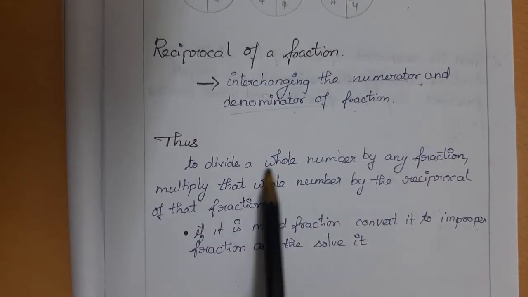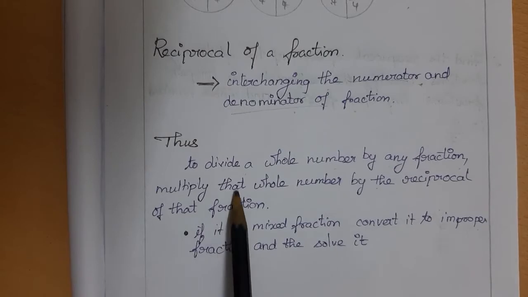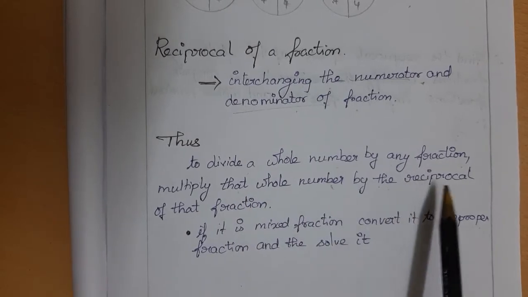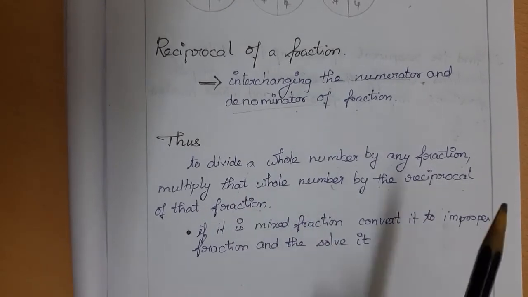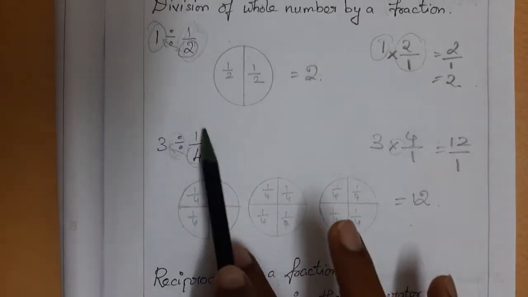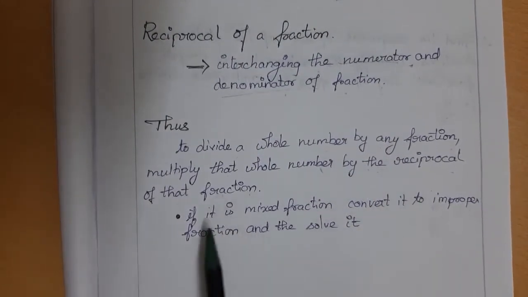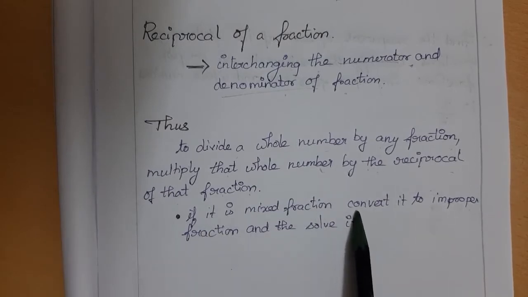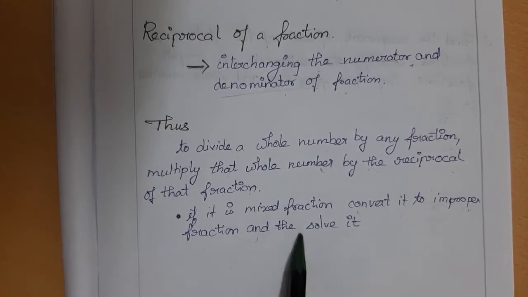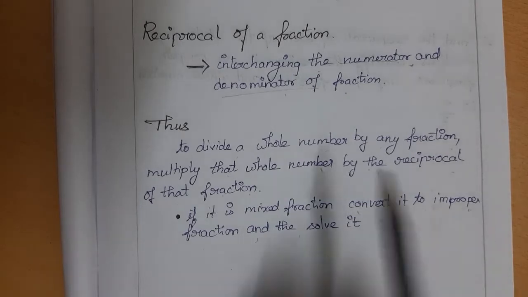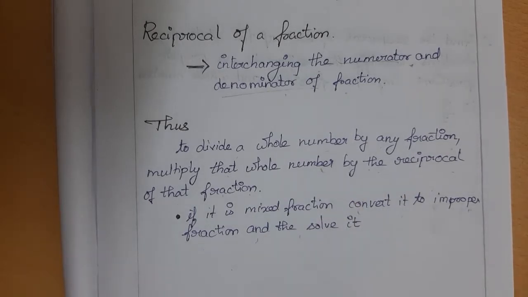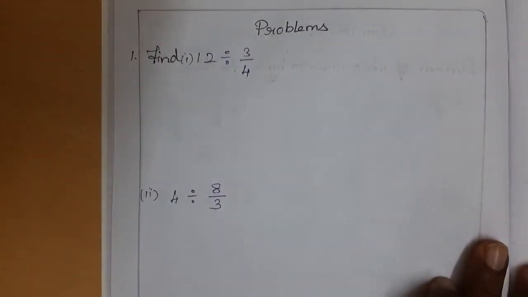So thus, to divide a whole number by any fraction, multiply the whole number by the reciprocal of that fraction. So this is the fraction we are going to divide by, right? So just take the reciprocal of it. If it is a mixed fraction, convert it to an improper fraction and then solve it. As we did for the multiplication of fractions, we have to convert, then we have to divide. Clear? So here we go for the problem.